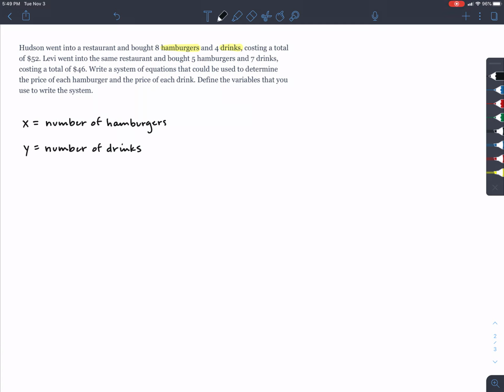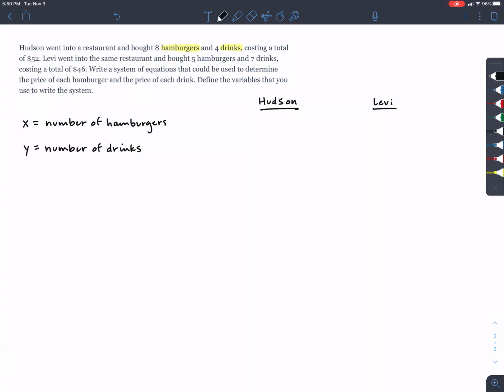And they cost a total of $52. Levi went into the same restaurant and bought 5 hamburgers and 7 drinks, costing a total of $46. So write a system of equations that could be used to determine the price of each hamburger and the price of each drink. Define the variables that you would use to write the system. So we've defined our variables, and we have two situations. We have a situation for Hudson, and we have a situation for Levi.